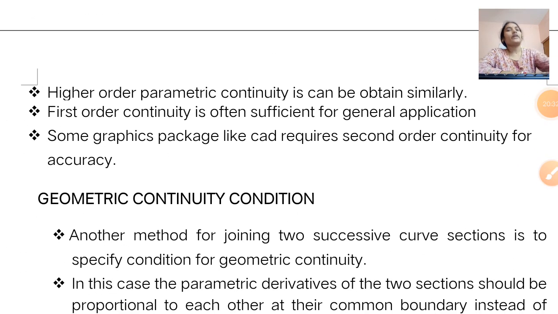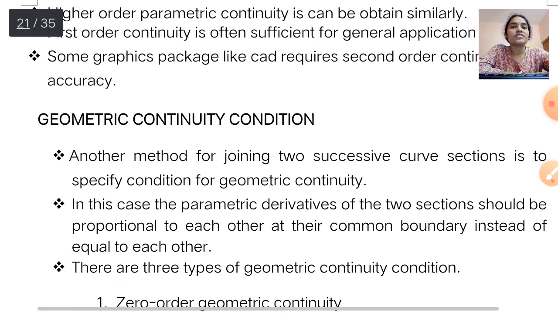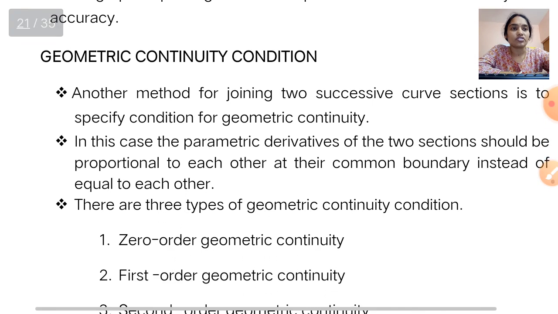So in parametric continuity conditions, higher order parametric continuity can be obtained similarly. First order continuity is often sufficient for general applications, but some graphics packages like CAD require second order continuity for accuracy. Let us discuss geometric continuity condition.